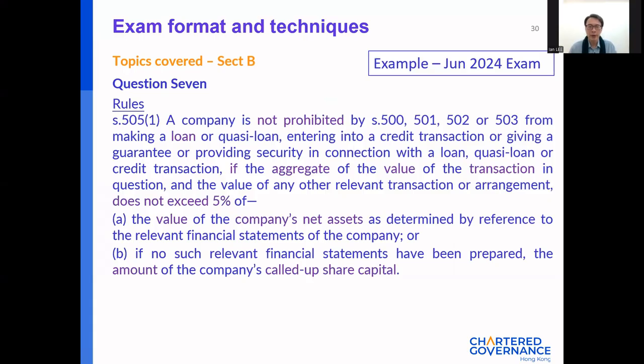And section 505 is an exception where you do not need to ask for approval. It's if the aggregate value of the transaction, the loan, does not exceed 5% of the value of the company's net assets, or, if that information is not available, for example the latest financial statement is not yet ready, then 5% of the company's called up share capital. Using either measure, it cannot be more than 5%. If it's less than 5%, it is okay.